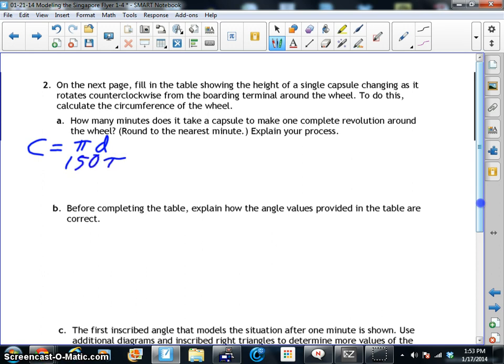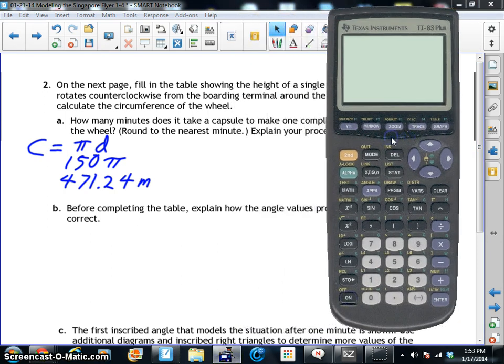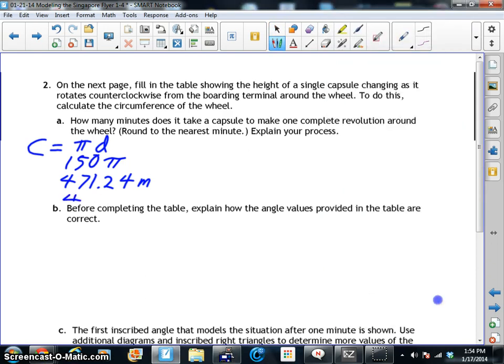So 150 times pi, which gives me 471.24 meters. Let me just make sure my calculations are correct. And yes, it is. So we're going to have to go ahead and convert this from meters to centimeters. So all we need to do is multiply by 100. So it's 47,124 centimeters.